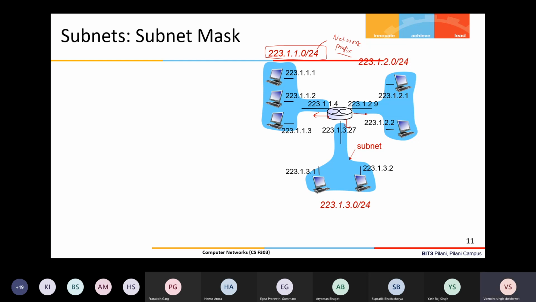Right? So there is one more thing. If I want to create a subnet mask, what will the subnet mask be? The subnet mask will be 255.255.255.0. That is a subnet mask. What is the use of the subnet mask? 255 means all ones.